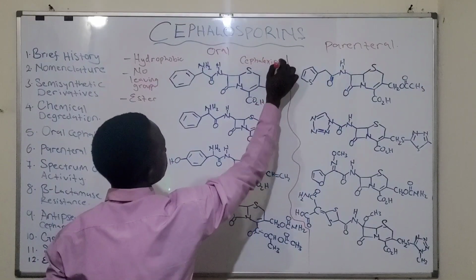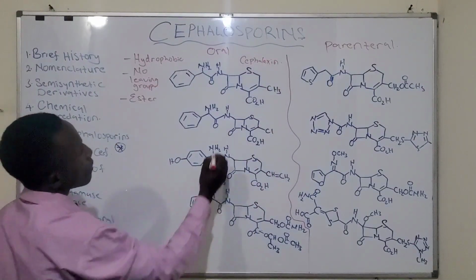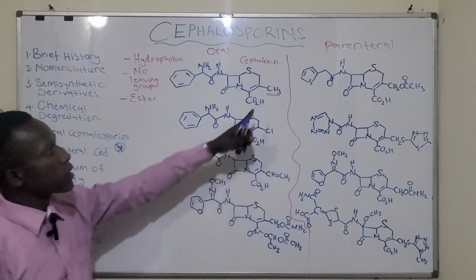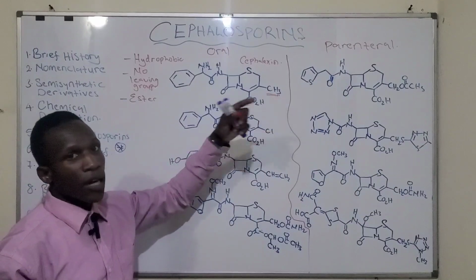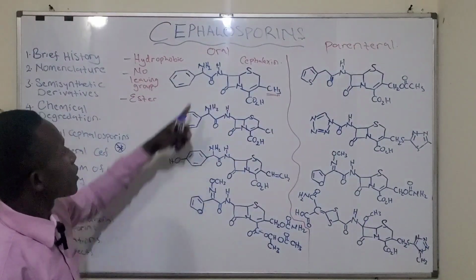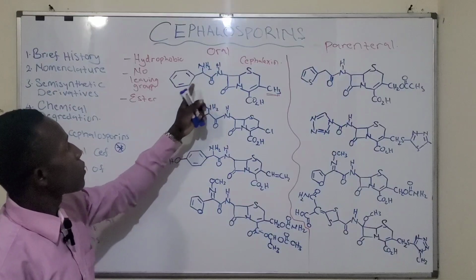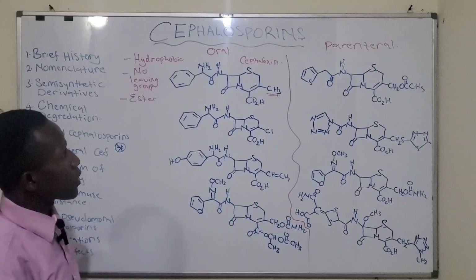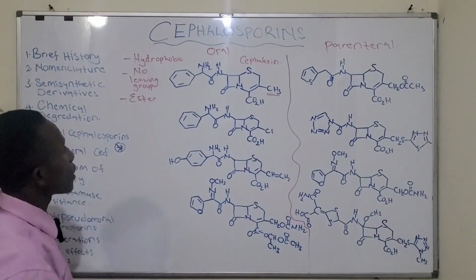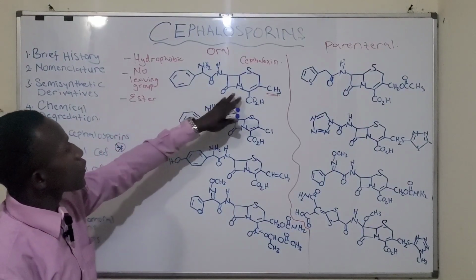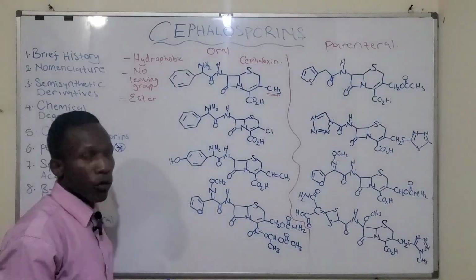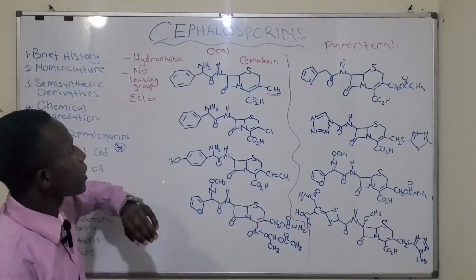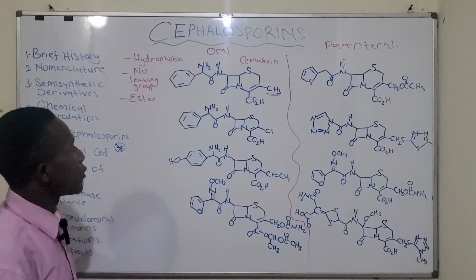This is cephalexin. Now, at R3, there is no leaving group, meaning that this cephalosporin is stable in the acidity of the GIT, and this group is so lipophilic, meaning that it is ready to be swallowed orally. It can be given orally. Now, this cephalosporin will target more of the gram positives than the gram negatives because of the hydrophobic or lipophilic part rather than the hydrophilic part.